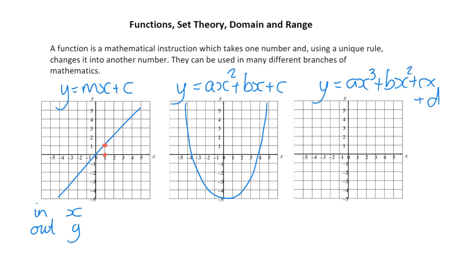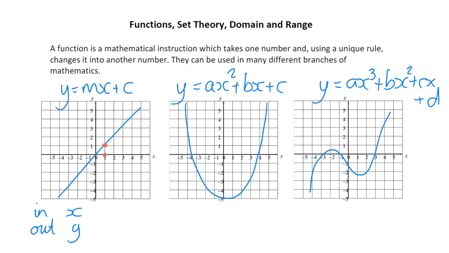I'm going to run out of tight space there. The eagle eye of you there will see that there's been an increase in the power above the x, and a cubic has a kind of double peak or trough, a peak and a trough shape. And again, it's a function where values go in and another value comes out.